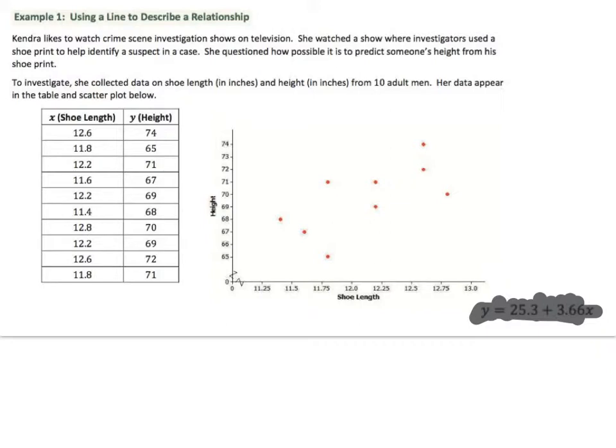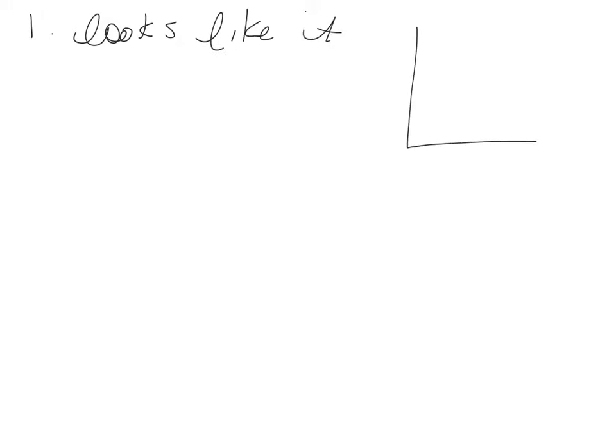All right, let's look at exercises 1 and 2. So exercise 1, it says, is there a relationship between shoe length and height? It looks like it. If you look at the data, it looks like I can fit a line in there somehow. How would you describe the relationship? Do the men with longer shoe lengths tend to be taller?